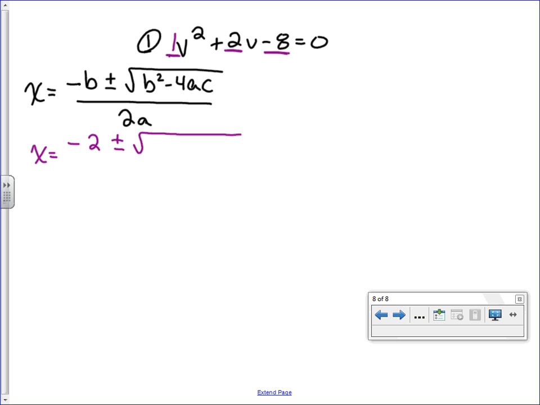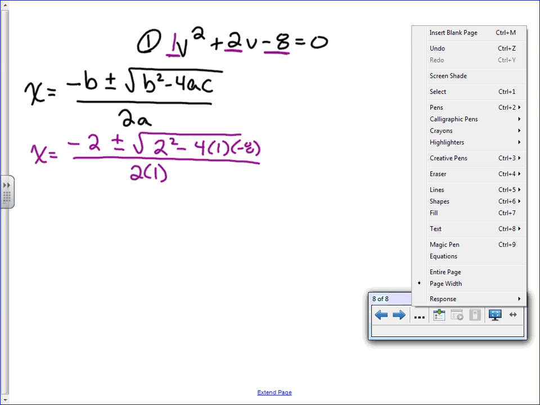There's another B, so let me replace that B with a 2. Minus 4, it's part of the formula. A, we're going to replace that with a 1. And the C, we're going to replace that with a negative 8. And then right below that, we got 2 times A. A, we're using a 1. So there it is with everything plugged in.